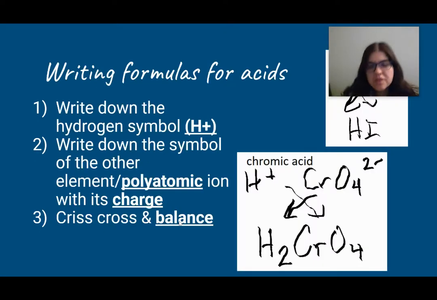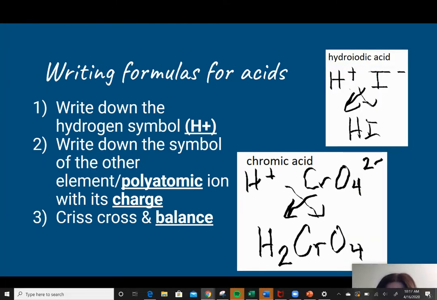So now we are going to move on to learn how to write formulas for acids. It's very similar to the way that we learned how to write formulas before. So first thing you're going to do is write down your hydrogen symbol, which is H+. We know that plus means +1. And then you're writing down the symbol of the other element or polyatomic ion, with the charge that it has. And then you are just crisscrossing them and balancing, which is what we had done before.